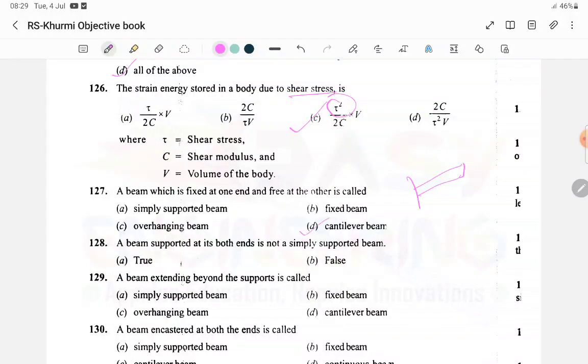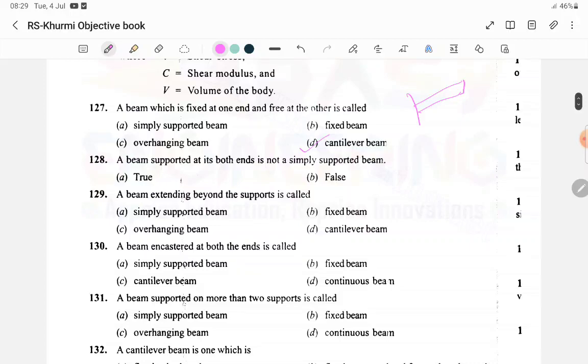127 D. A beam supported at both ends is not a simply supported beam. False. If a beam is supported at both ends, it is called a simply supported beam. A beam extending beyond the supports is known as an overhanging beam. If the beam is like this and it extends beyond its supports like this, here beyond the support there is beam.